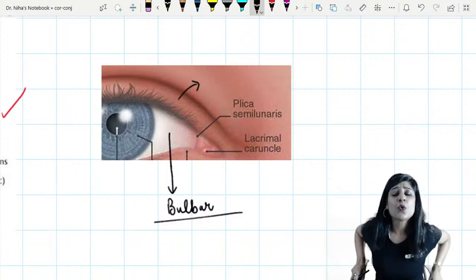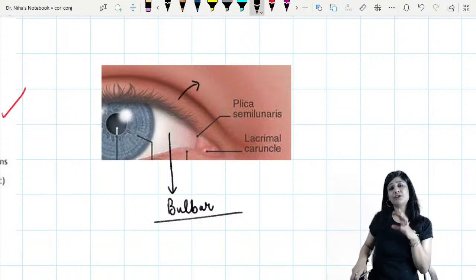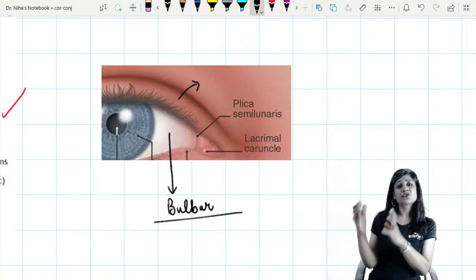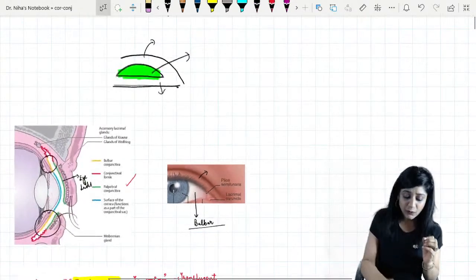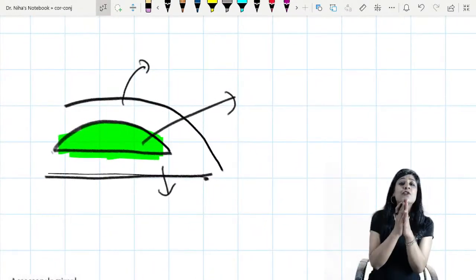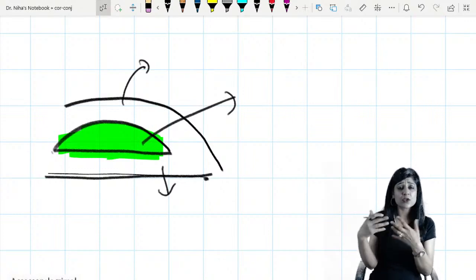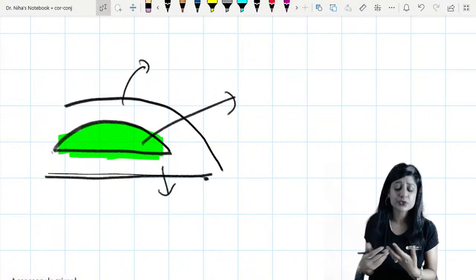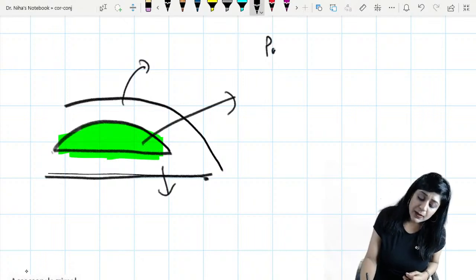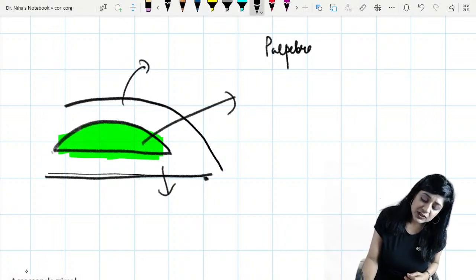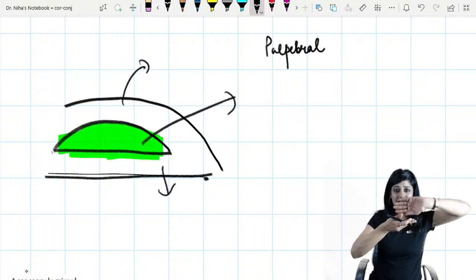Now once you know what is conjunctiva and the different parts, then we will be studying the structure. Now before that, what is happening? We have got 3 parts of palpebral conjunctiva. Now these things always cause a lot of confusion. When I talk about the palpebral conjunctiva, that is the one beneath the eyelid.